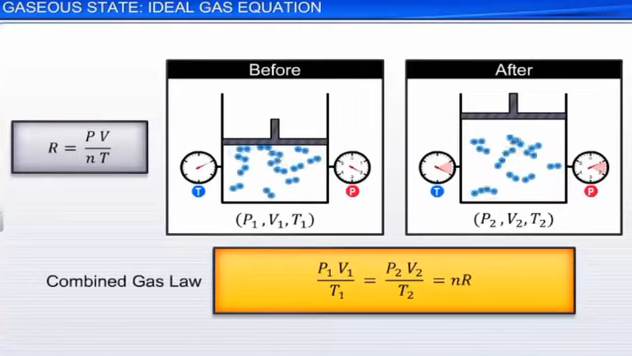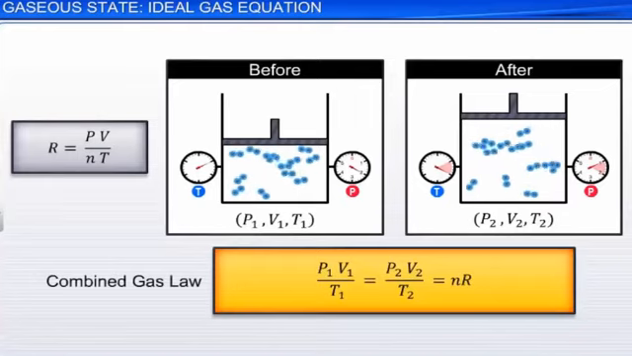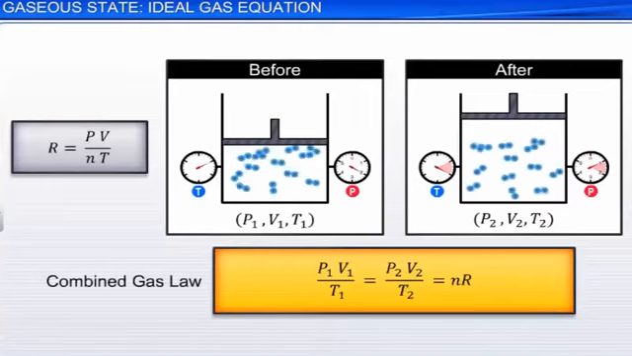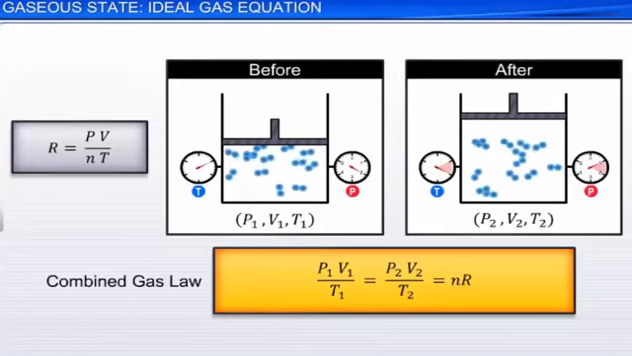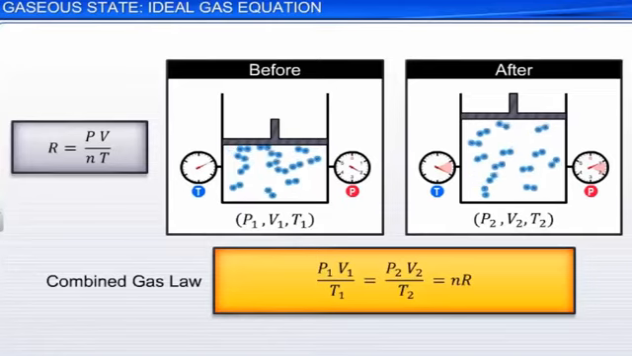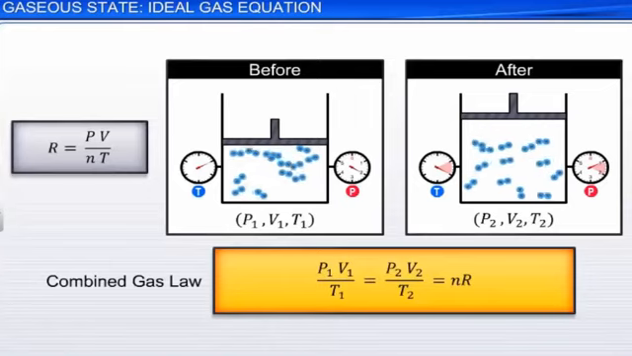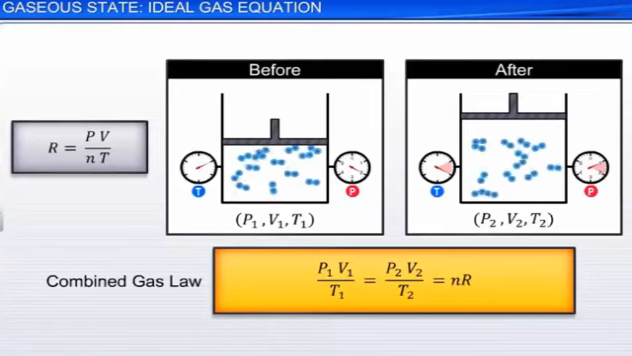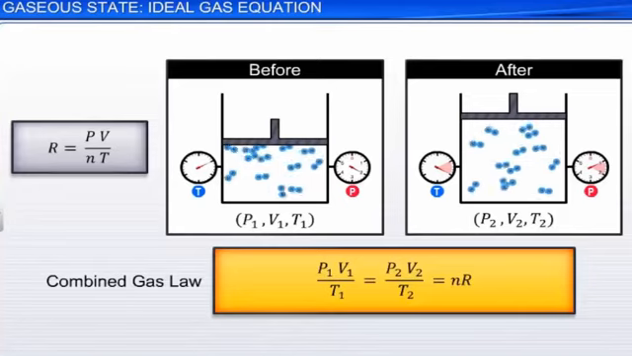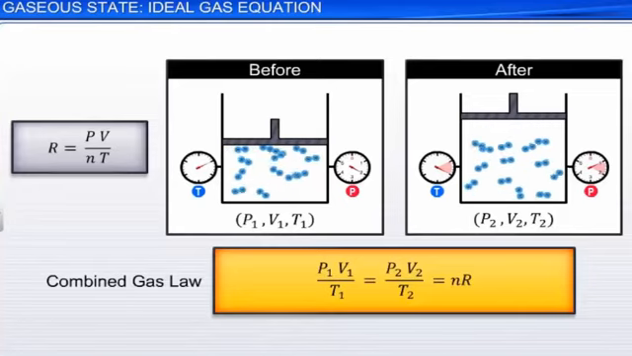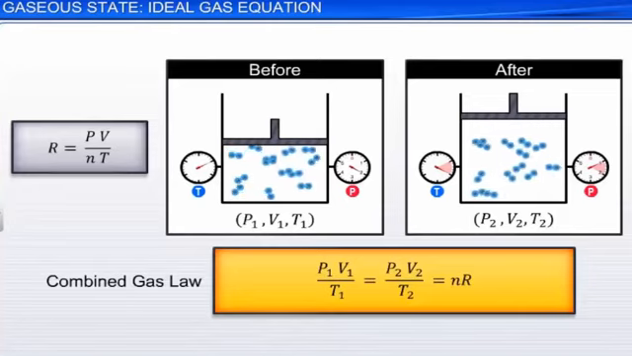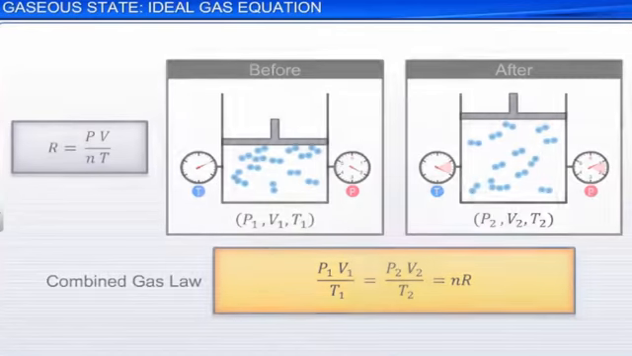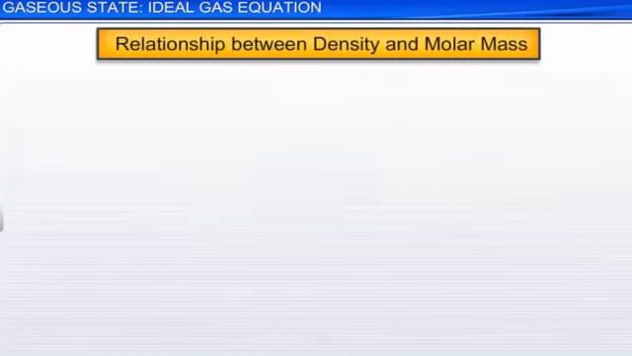So far, we have identified the relationship between volume and the other interrelated properties using the ideal gas equation. Next, let's move on to learn about an equation that relates density and molar mass of a gas. To understand the density and molar mass of a gaseous substance, we have to rearrange the ideal gas equation to n divided by V is equal to P divided by RT.